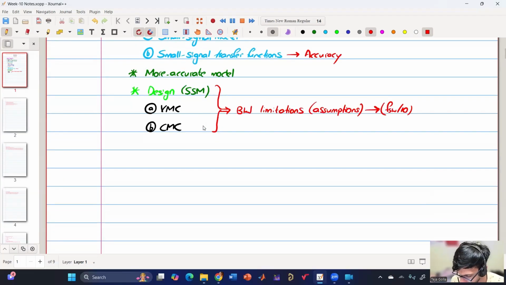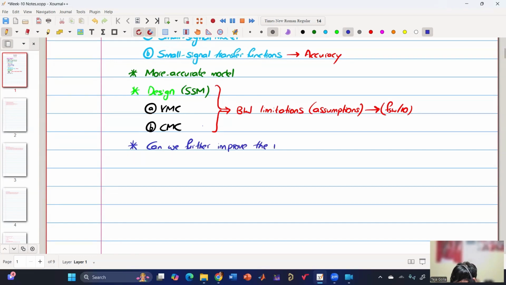Then the question that we might have asked ourselves is, can we further push the bandwidth, or can we further improve the response? Because the bandwidth is limited, now I cannot further push the bandwidth. So is there any other way to actually improve the response? And the answer is yes.